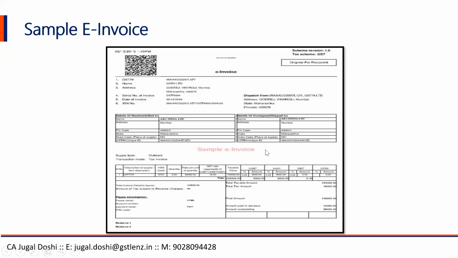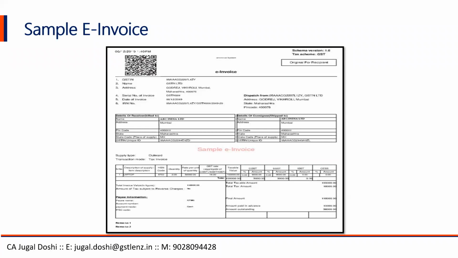So here on the screen, you can see the sample e-invoice. What is important is that on the left-hand corner there is the QR code. This QR code can be scanned. If you go on, one good thing about the e-invoice portal, I would say, is that all information is there on one portal only. You need not go to 10 different places.